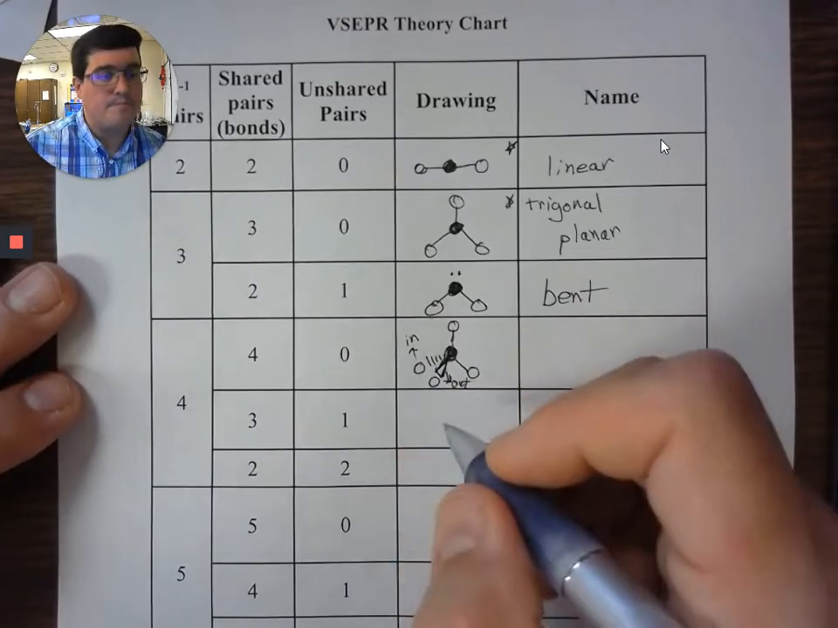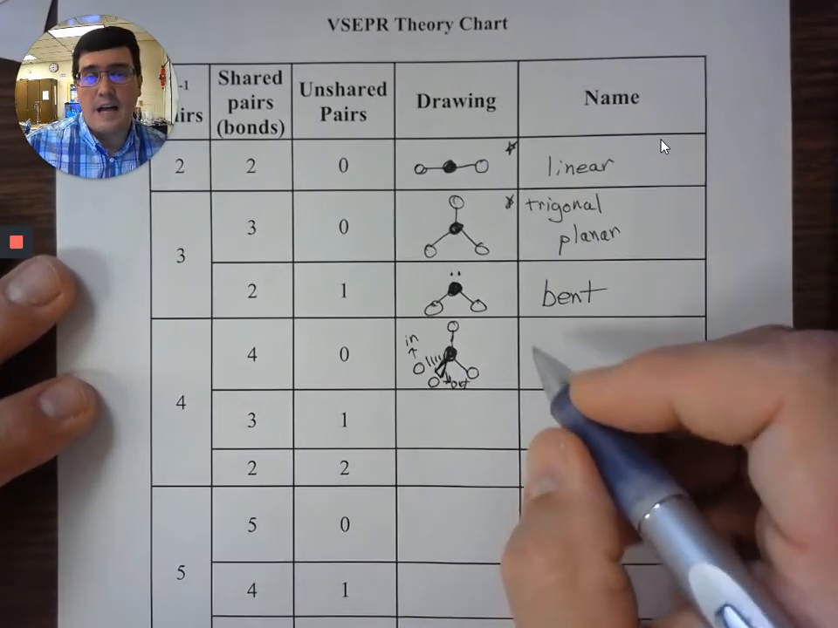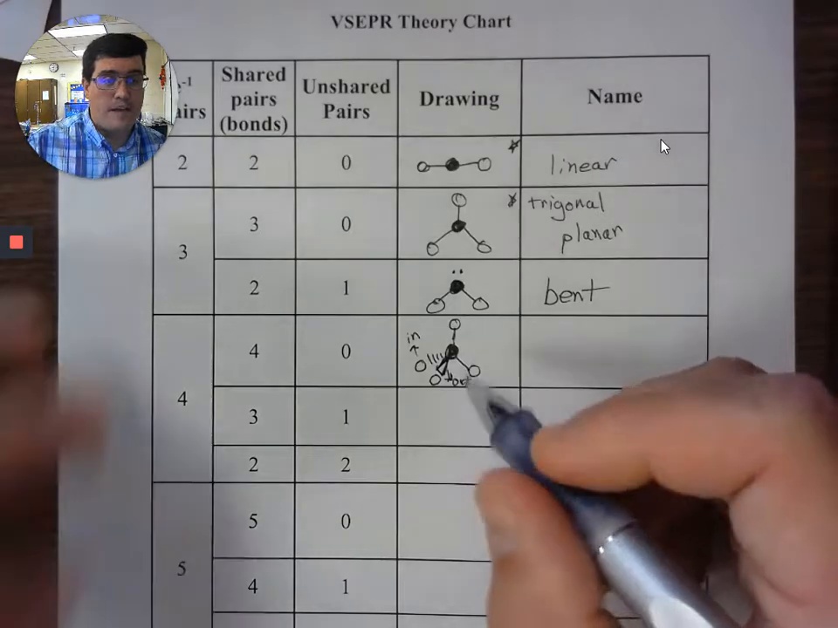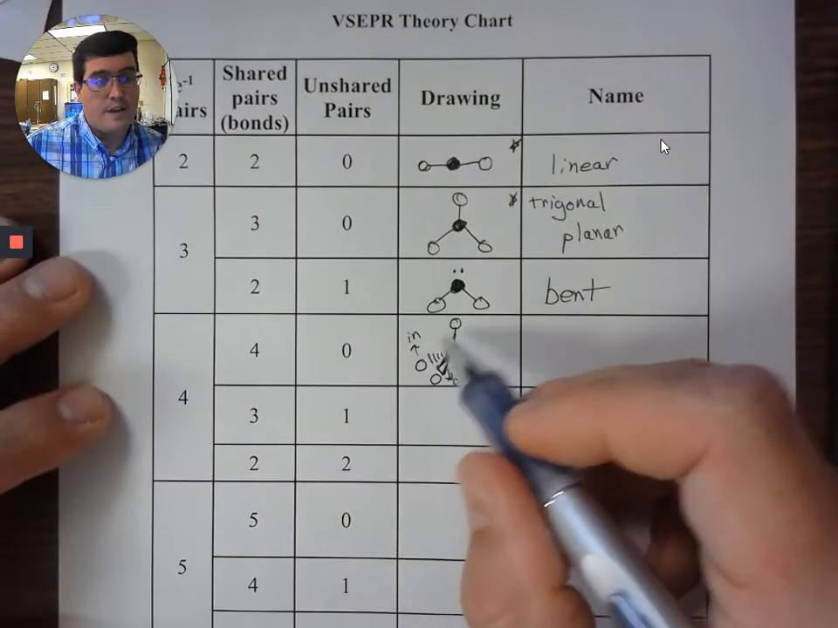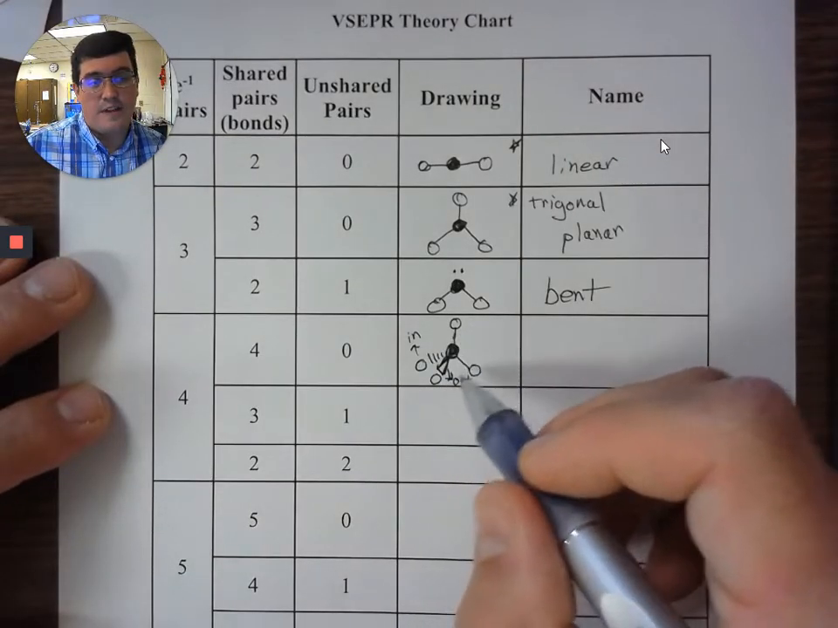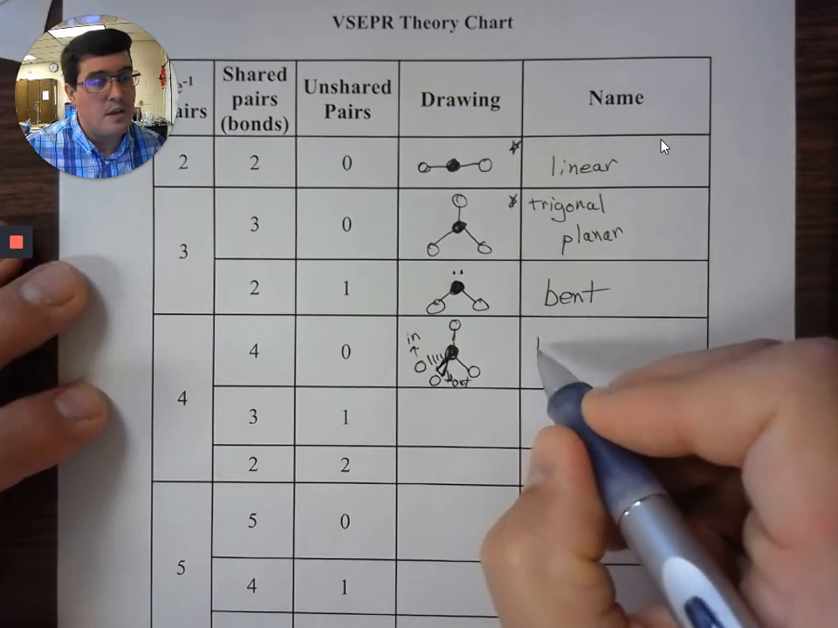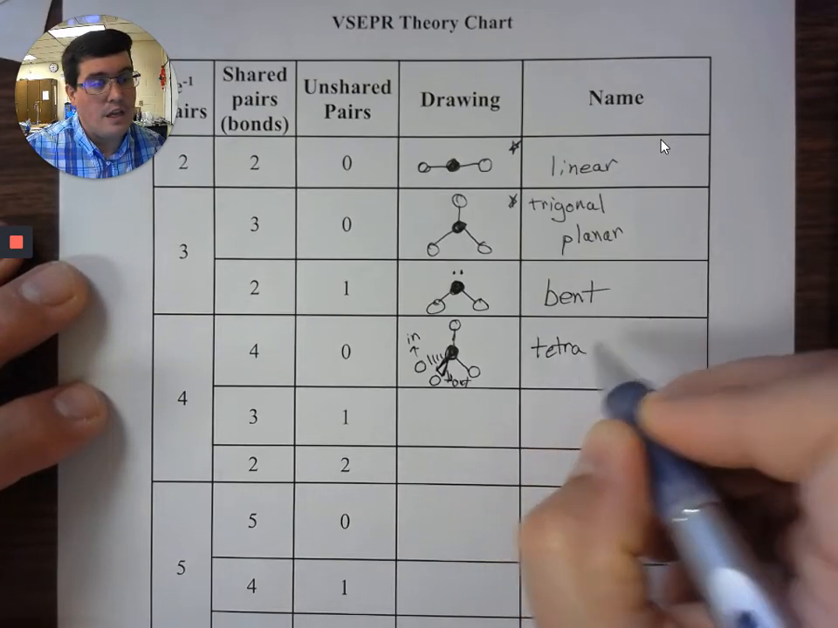Out and in. This shape is defined by the fact that it has 4 faces. There's a face here, a face in the back, a face up front, and a face on the bottom. That's 4 faces, so we call it tetrahedral.